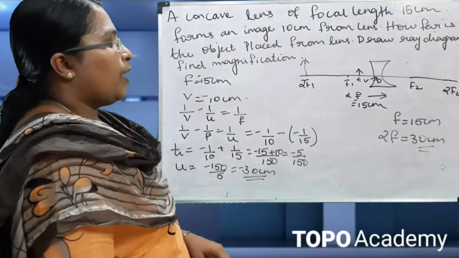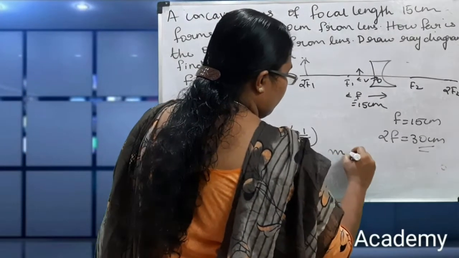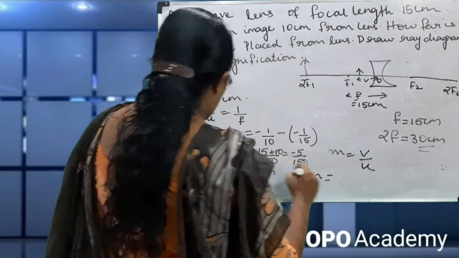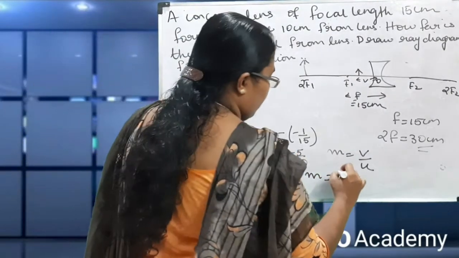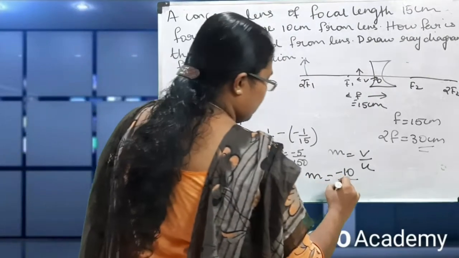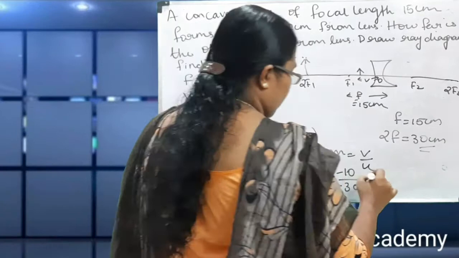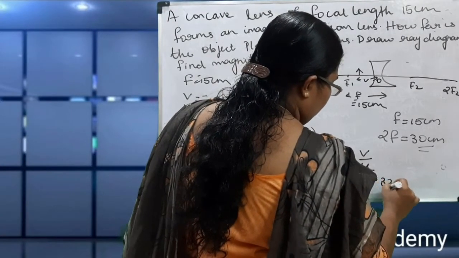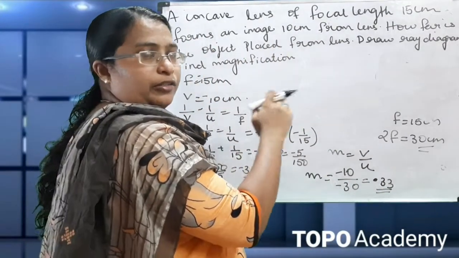Next we have to find the magnification. Magnification is equal to V by U. What is the value of V given? Minus 10 centimeter, divided by the value of U, minus 30 centimeter. So what is the value of M? It is 0.33. Next we have to draw the ray diagram for this.